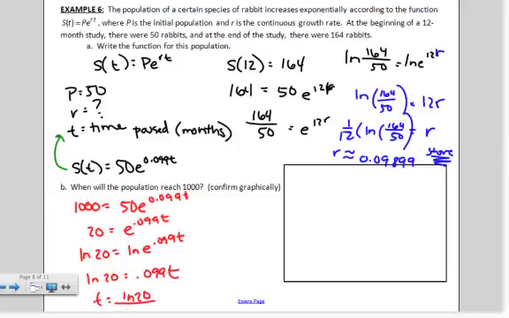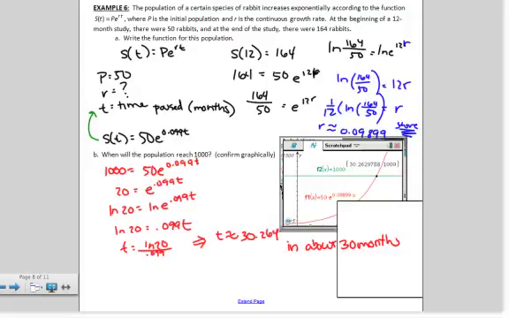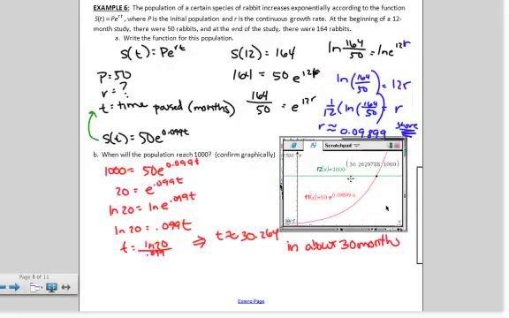ln of 20 over 0.099. With the stored value, you get t to be approximately 30.264. So the question is, when is the population going to reach 1,000? Let's remember that we were in months, so in about 30 months. That's just a little over 2 years. And then it says confirm graphically. So when we look at this graphically, you see our exponential function in red, and you see the 1,000 in green, and there it's confirmed graphically.